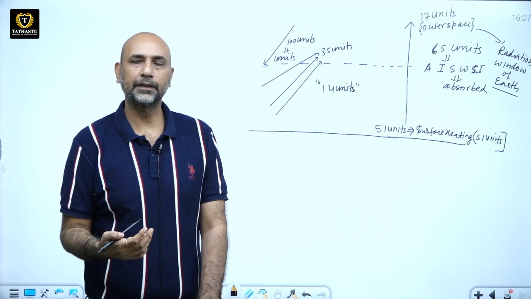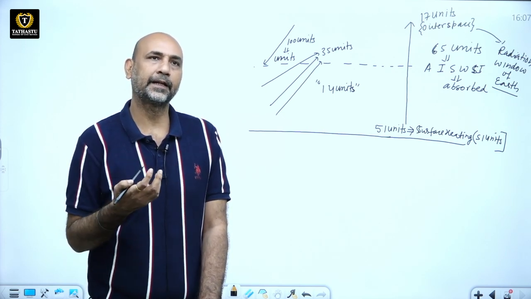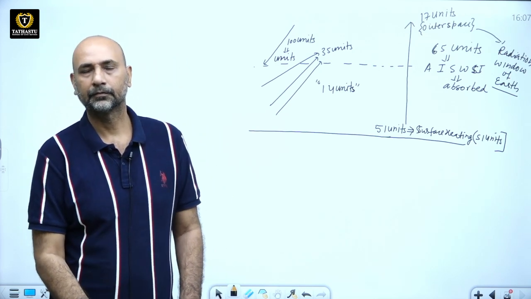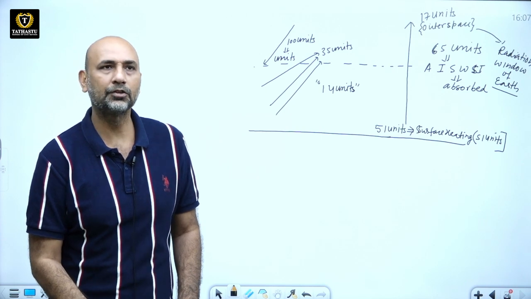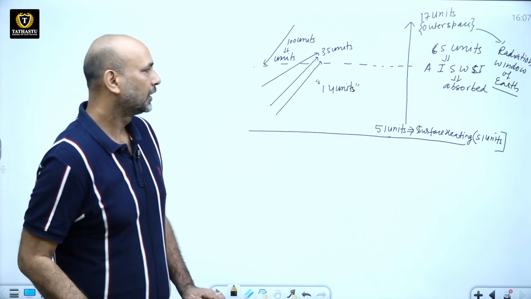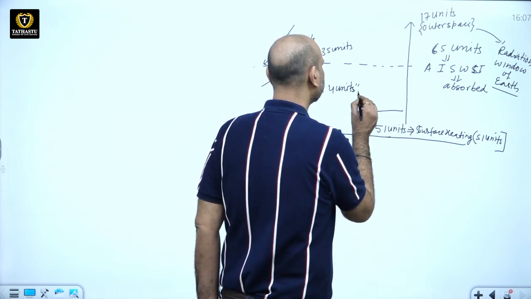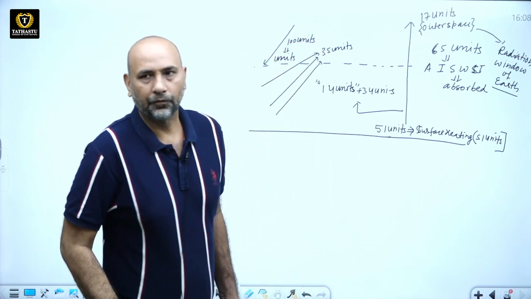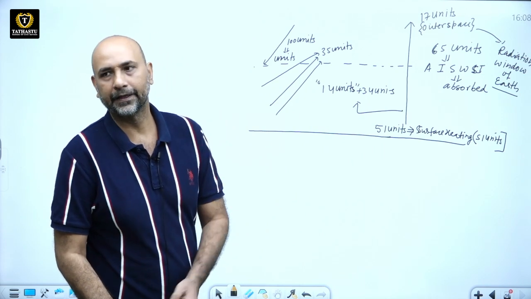Out of 51 units of surface heating, 17 units in the form of terrestrial radiation directly go to outer space. And that 17 units is described as the radiation window of Earth, meaning that it is not getting absorbed by the atmosphere. Now how much is left? 34 units. 34 units out of 51 units are involved in atmospheric heating.